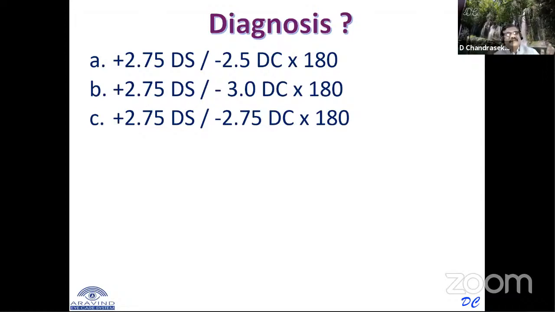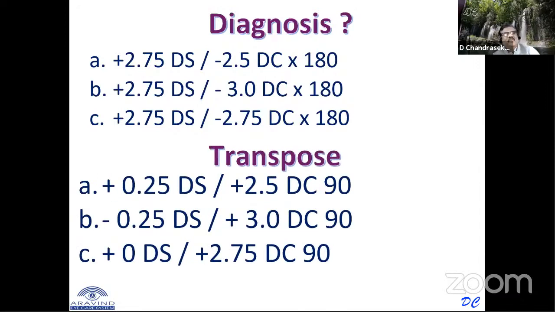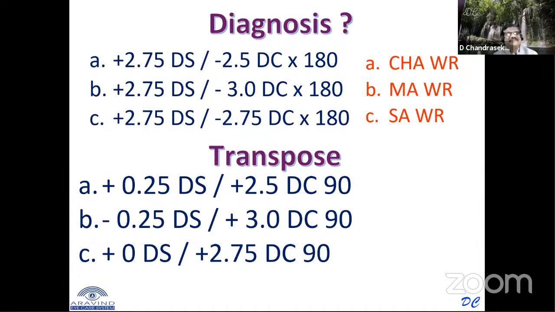There is a way to differentiate this. If you transpose these 3, what will happen? You will get 2.75 minus 2.5, which is plus 0.25, and plus 2.5. Plus 2.75 minus 3 will become minus 0.25. And the last one, plus 2.75 minus 2.75, will become 0 diopter spherical. Now see what happens. The first becomes plus and plus. Minus will remain minus and plus, opposite only. And the last one becomes plus and plus, but there is 0 diopter spherical. So the diagnosis will be like this.